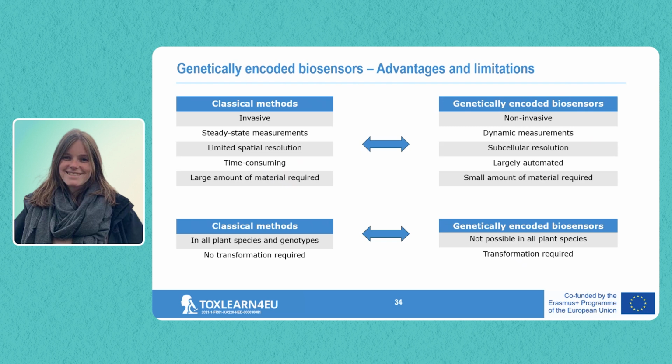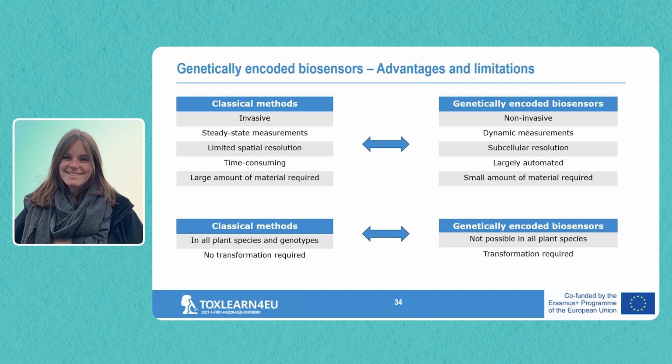So this upper part of this slide I already showed you, so the advantages of these sensors. I hope that I could convince you that they are very interesting to use. But what you do need to keep into account is that they also have some limitations, because these classical methods that Anne talked about, you can basically use them in all plant species. If you have a new mutant that you're working with, you start working with it today, basically you can do this DAB staining or Amplex Red staining tomorrow.